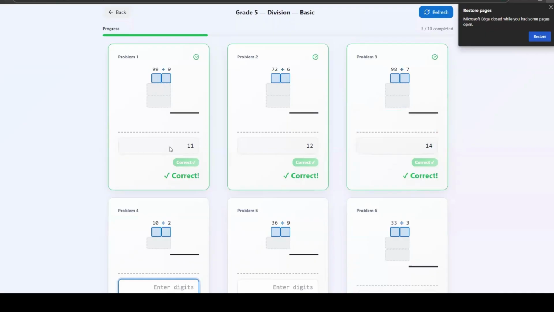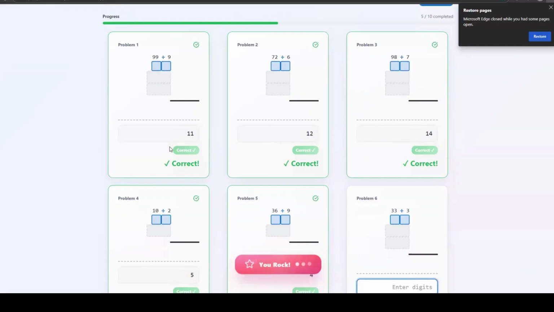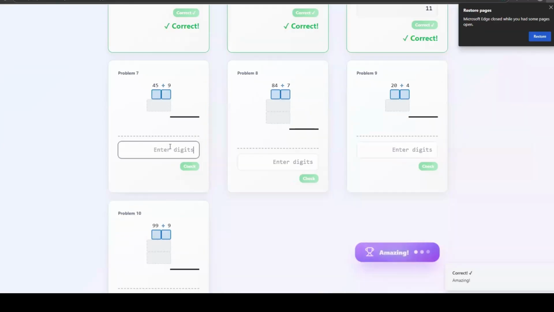10 divided by 2 is 5. 36 divided by 9 is 4. 33 divided by 3 is 3. 45 divided by 5. 45 divided by 9 is 5.